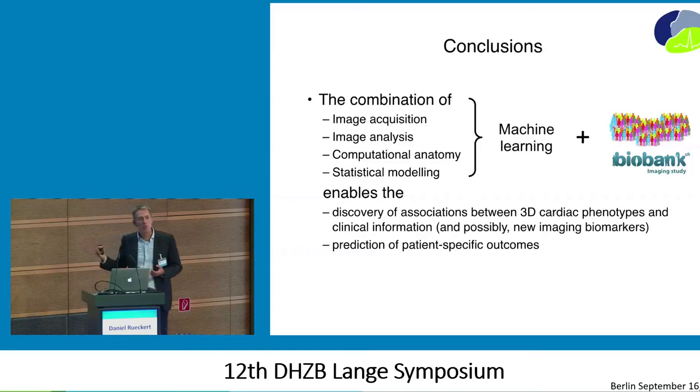that there are now more and more of these large cohorts available, and also for scientists, like computer scientists and engineers like me, they're publicly available, so you can actually share them and work with other collaborators on this. And I think combining all of this will really enable a better discovery of associations between phenotypes and clinical information, but hopefully in the long term also lead to better prediction of patient-specific outcomes.